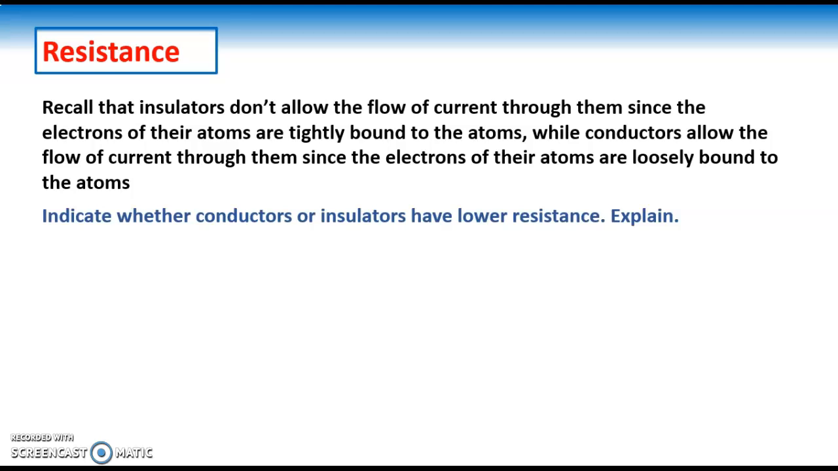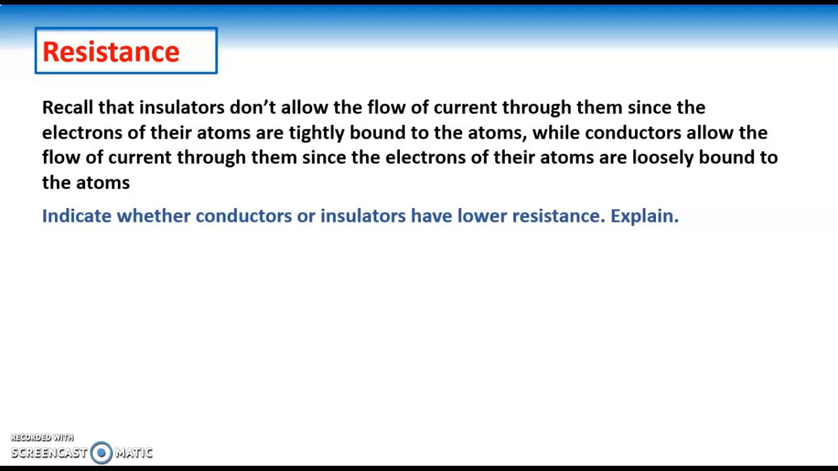Let's recall that insulators do not allow the flow of current through them since the electrons of their atoms are tightly bound to the atoms. While conductors allow flow of current through them, since the electrons of their atoms are loosely bound to the atoms. You can refer back to previous slides and check the diagram that shows how conductors have free electrons around their atoms that are ready to flow through the material when some voltage is applied across the material. So they easily respond to external voltage or to external energy and allow the flow of current. However, insulators do not really respond easily to applied voltages or to external electric energy.